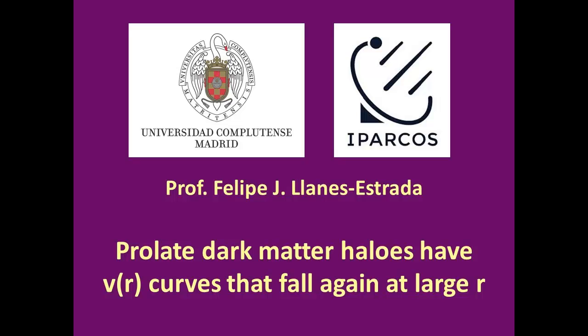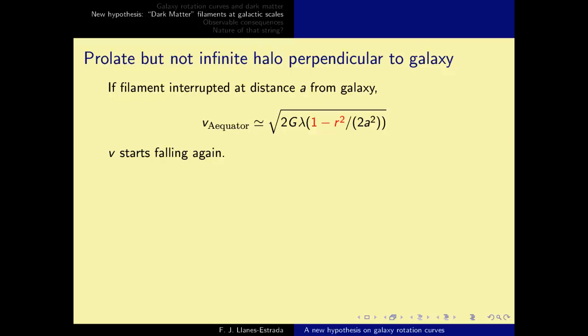In this last clip of the series, I am going to consider what happens if the filament is not really infinitely long, but truncated at some height a from the galactic plane. That is, the source of gravitation that gives the flat rotation curves is elongated or prolate, but not infinite. To deal with a finite cylinder, we cannot use Gauss's theorem so easily, as flux escapes over the caps.